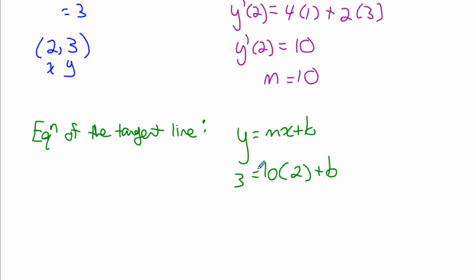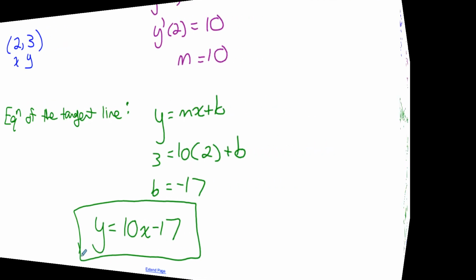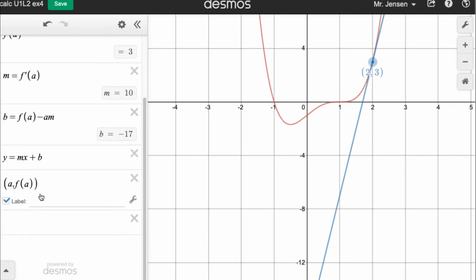If we solve for b, we would get negative 17. So the equation of our tangent line, our final answer, is y equals 10x minus 17. There's the equation of the tangent line. In Desmos, let me just show you that that is the correct equation. Let me write the equation y equals 10x minus 17. And notice that that went right over top of the tangent line that Desmos graphed.